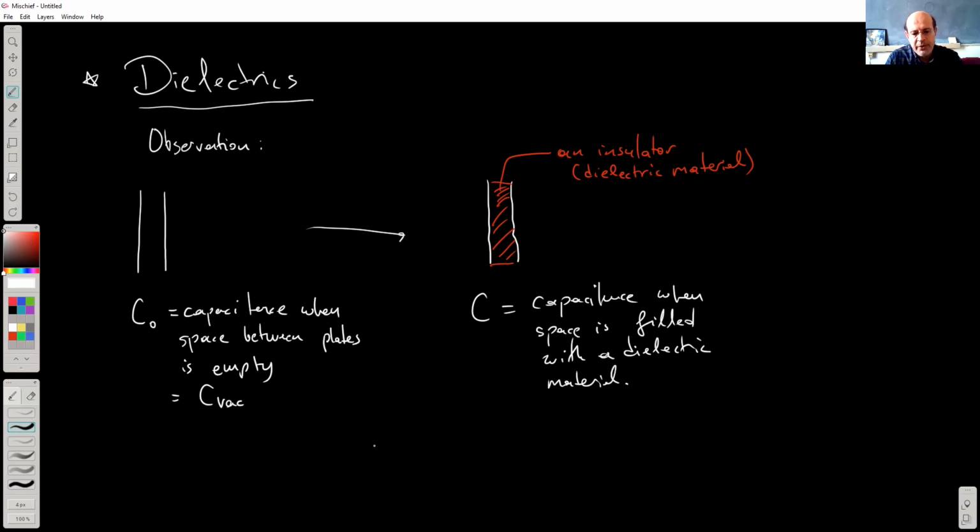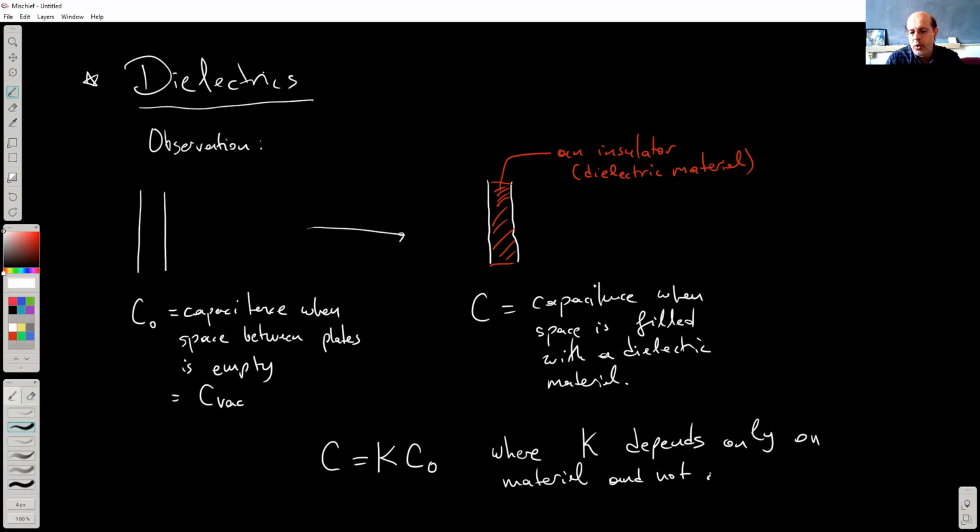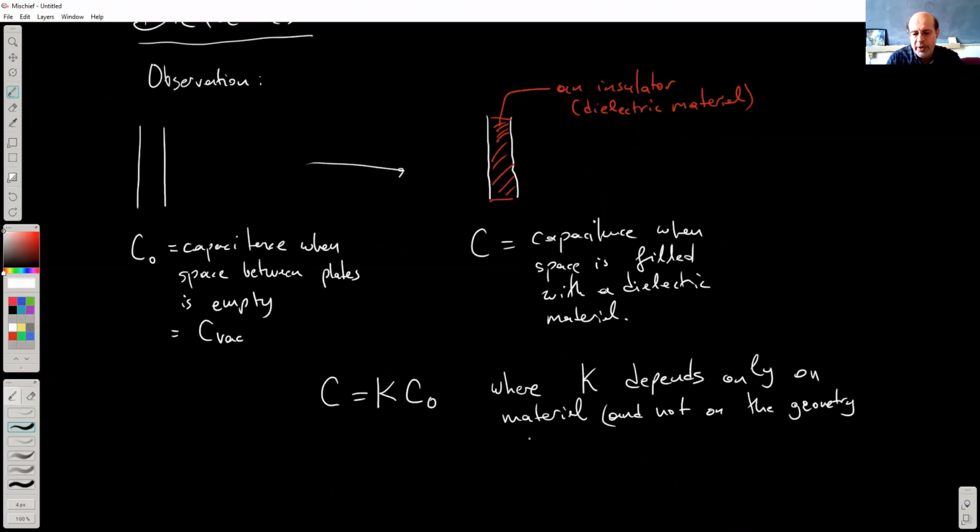Okay, so the observation is that we always have C is equal to K times C0. First of all, the capacitance increases by this procedure. It always increases. Moreover, the new capacitance can be expressed as some constant multiplied with the capacitance when there's vacuum, where K depends only on the material, and not on the geometry of the capacitor.